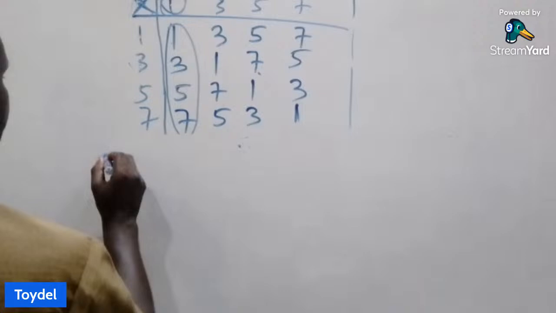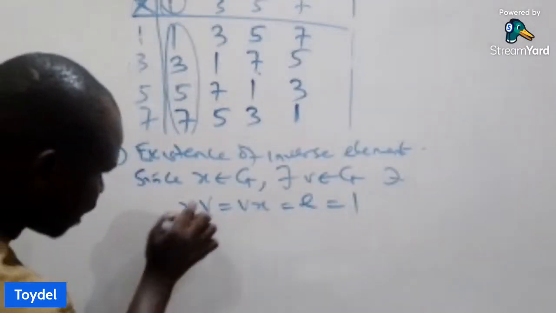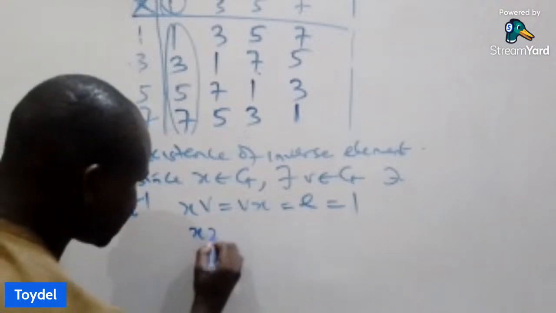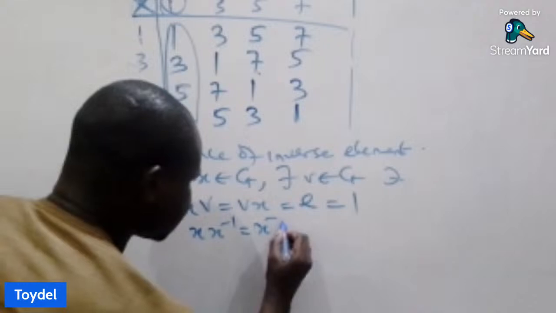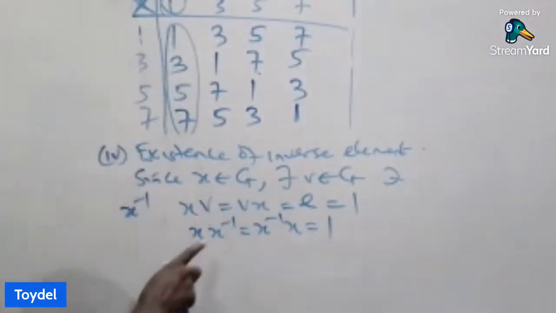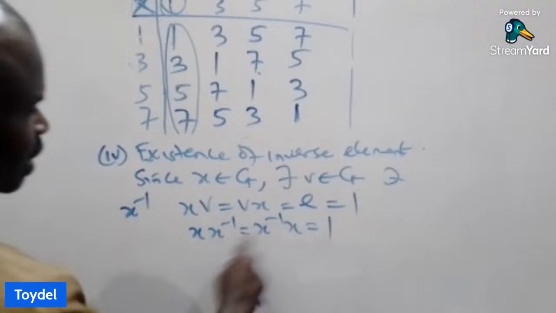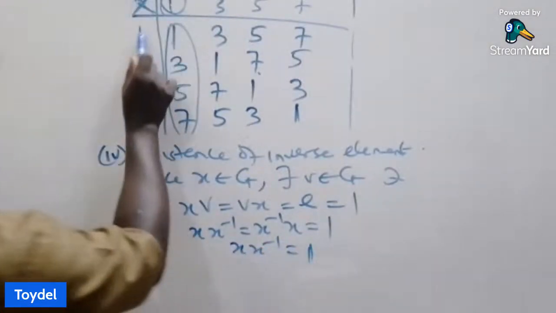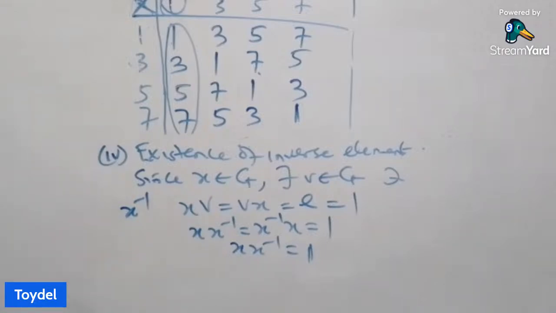The fourth one, which is the last one, is existence of inverse. In this case, the product is equal to 1. That is, what we're trying to say is that this v is the inverse of x. That is, x inverse x or x x inverse must give us 1. Now let's check. Let's assume each of the elements here is x. So where do we have x inverse that will give us 1? Let's check. For 1, what is the identity element? What is the inverse element of 1 there? Look at it very well. What is the inverse element? For 1, the inverse is 1.